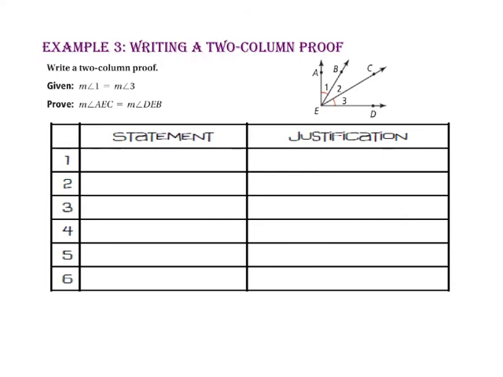In example 3, we are given that the measure of angle 1 equals the measure of angle 3. We are asked to prove that the measure of angle AEC is equal to the measure of angle DEB. We'll start with the measure of angle 1 equaling the measure of angle 3 as the given. For step 2, we'll state that the measure of angle BEC is equal to itself, the measure of angle BEC. This is the reflexive property of equality. Next, we'll take our first statement and add the measure of angle 2 to both sides. The measure of angle 1 plus the measure of angle 2 will equal the measure of angle 3 plus the measure of angle 2. This is the addition property of equality.